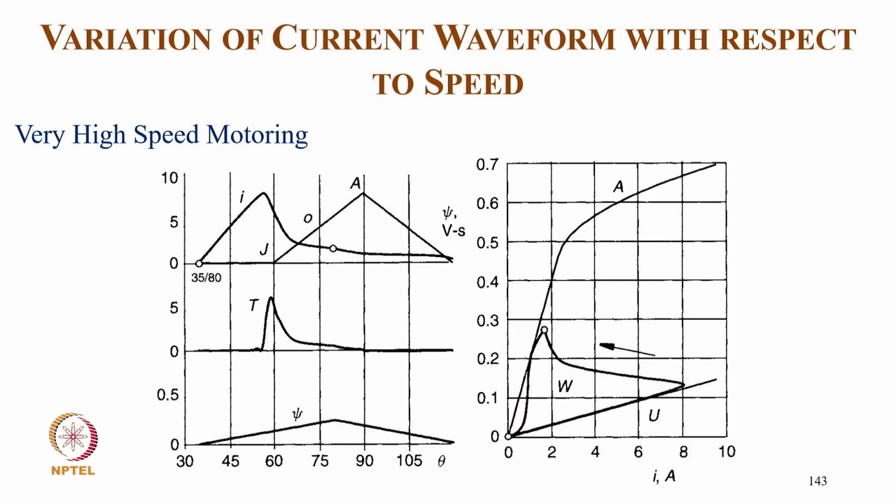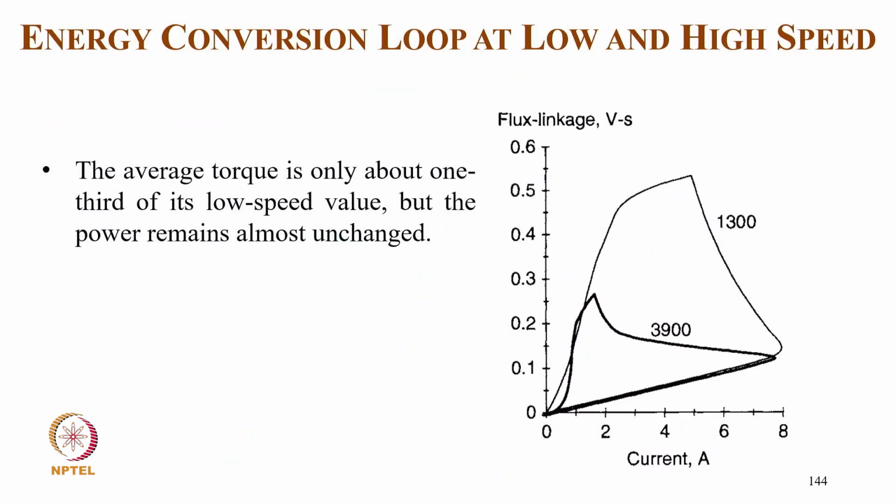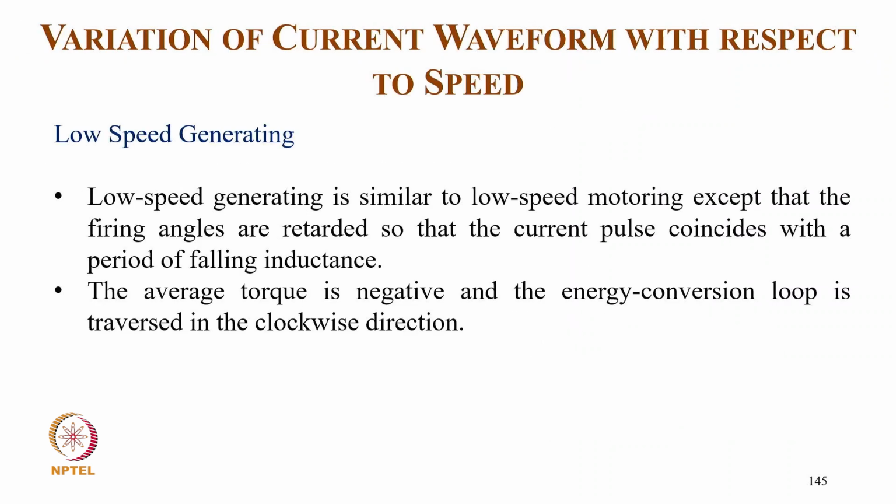And this is how, when you apply full advance, the current builds up. You make sure that the current is established, but the current continues for a longer period, and torque and flux, and how a small work is done because of high speed operation. So the energy conversion loop at low and high speed: you can clearly see at 1300 rpm and 3900, the average torque is only about 1/3 of its low speed value, but the power remains almost unchanged.